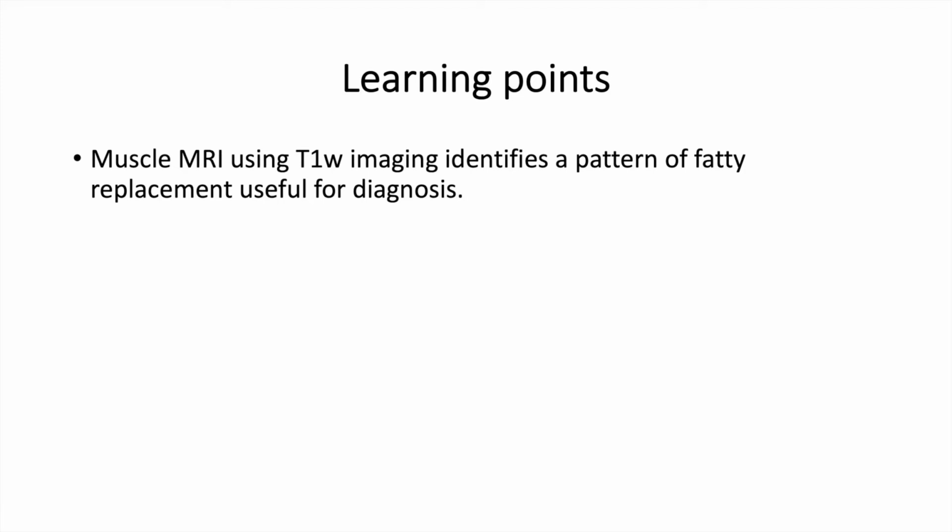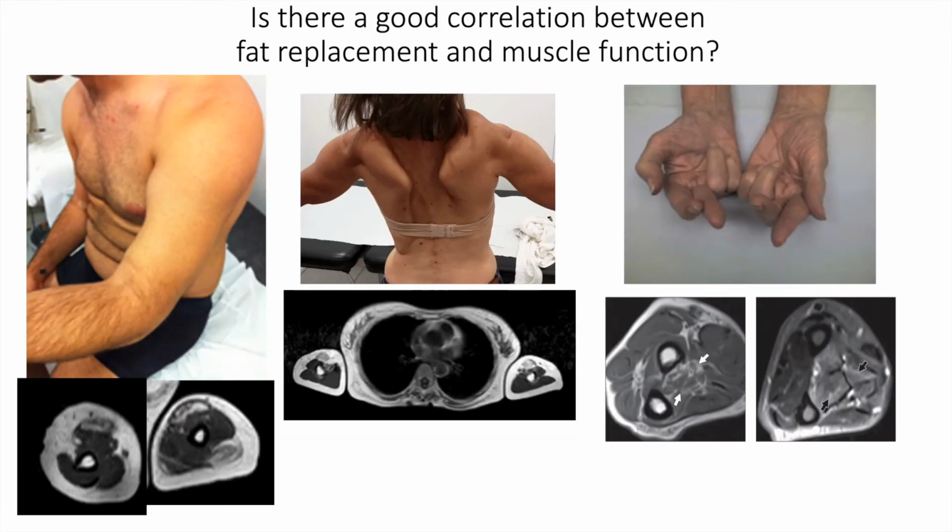So first learning point: muscle MRI using T1 imaging identifies a pattern of fatty replacement that is useful for the diagnosis. So the second question that we ask ourselves is, is there a correlation between findings on clinical examination and findings on MRI? And this started when we started looking at different patients and different typical clinical symptoms.